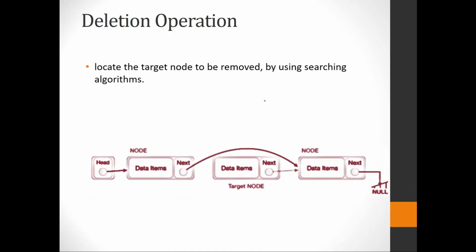How do I delete? Now I'm going to locate first the target node based on the data by using some searching algorithm. And this is going to be my target node. I have to delete this node. So what should I do? I should connect this particular next to the right node's data. That is how I ignore this particular target node. So this next is being connected to this particular data. Okay. So that is how it has been connected.